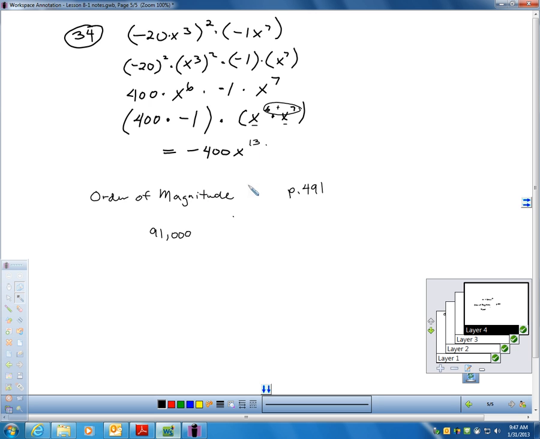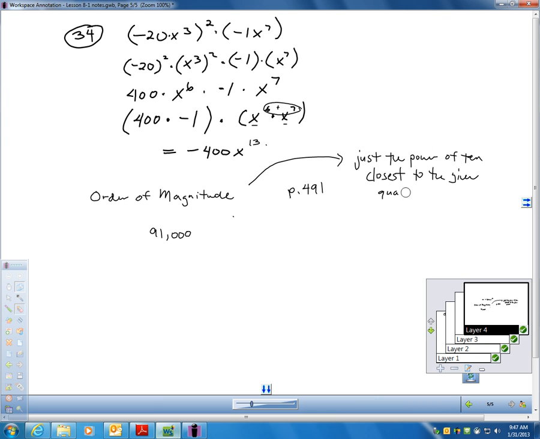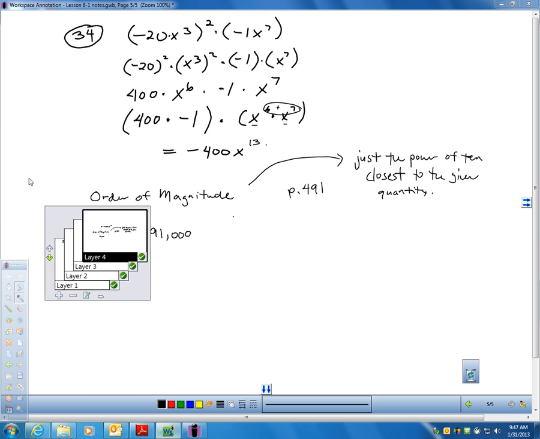Now remember, order of magnitude, maybe I should write this up here, order of magnitude is just the power of 10 closest to the given quantity. So if you're looking at this and you're like, what the heck are you talking about? Well, let's go through what powers of 10 are.